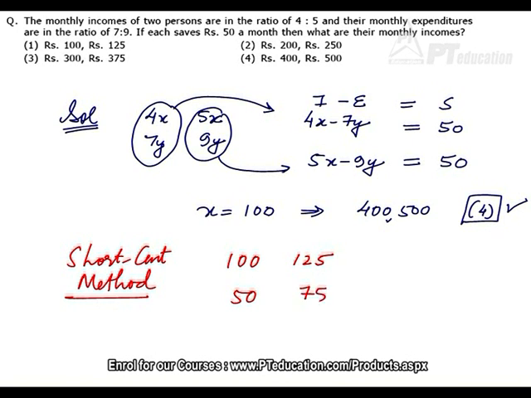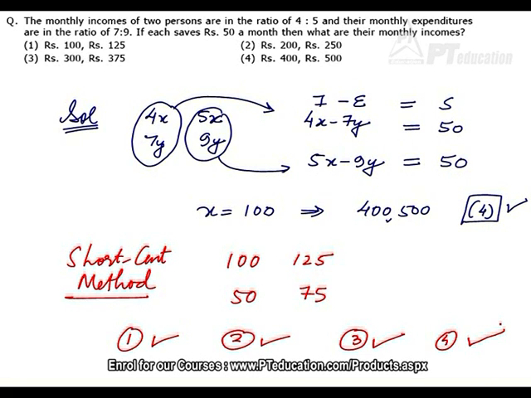Start with option number 1, 100 and 125. Each is saving 50 rupees a month and the incomes are 100 and 125. So if we are saving 50, what are our expenses? 50 and 75. You don't even need to do all this. Just see that the monthly incomes should be in the ratio 4:5 first. Option 1, are the monthly incomes in the ratio 4:5? Yes, so option 1 may be right.